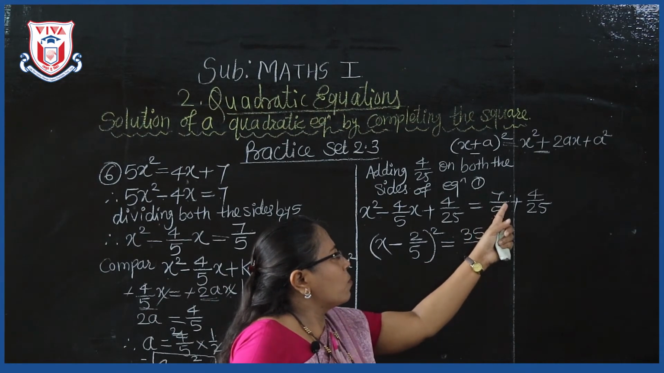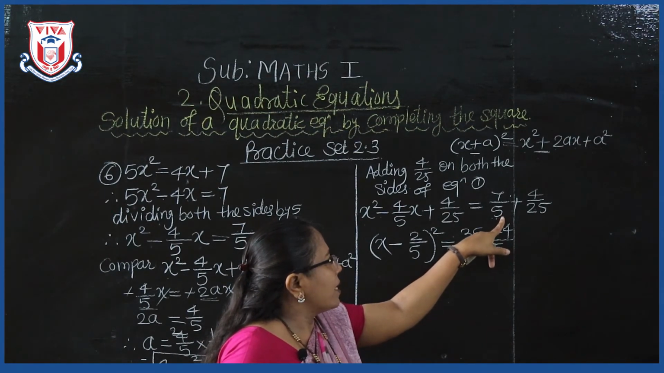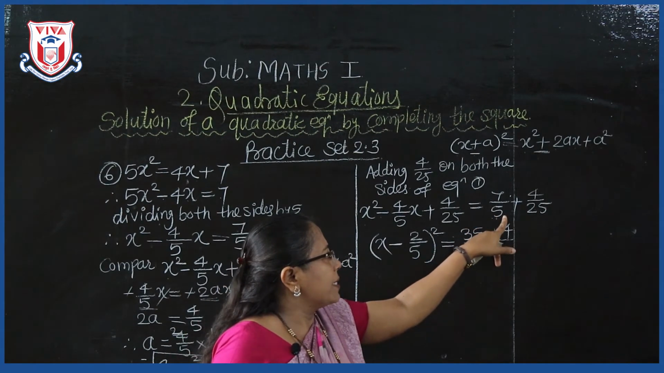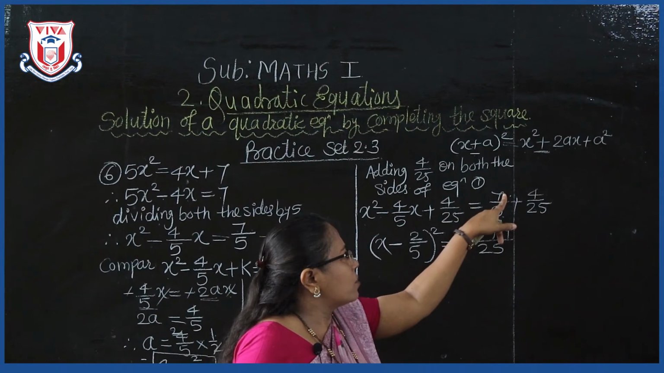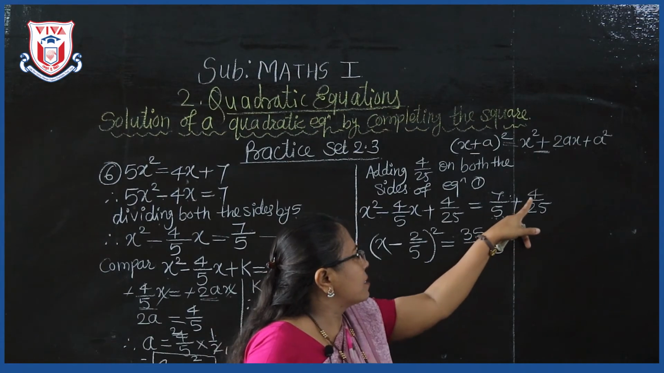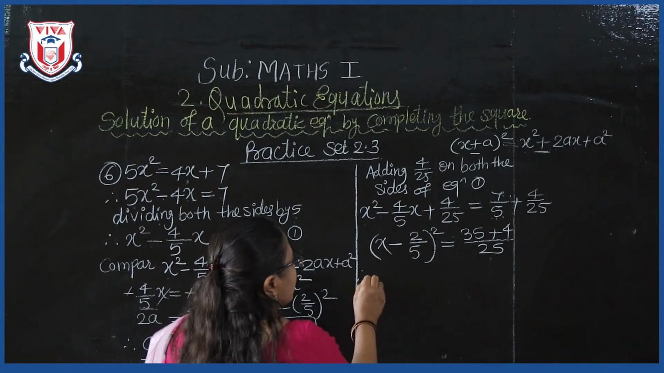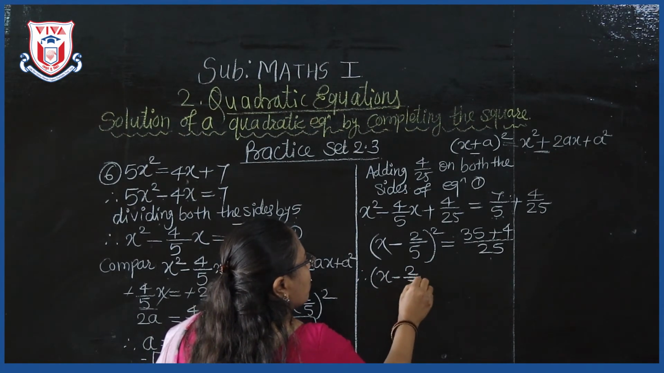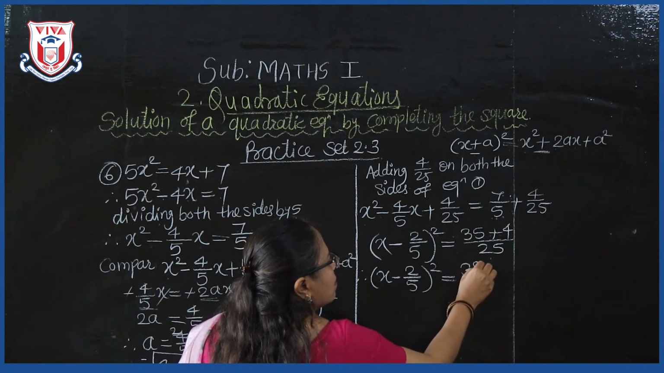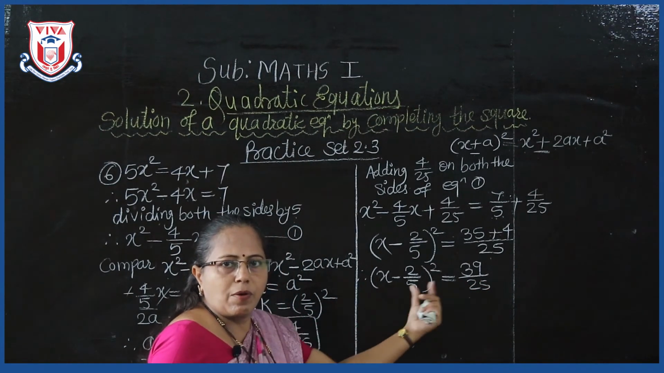Equal to, now to add this, we require equal denominators. So here the denominator is 5. So to make it 25, we have to multiply by 5. 5 5s are 25. So the numerator also we have to multiply by 5. 7 5s are 35. Plus 4 upon 25. Okay. Therefore, x minus 2 upon 5 bracket square equal to 35 plus 4, 39 upon 25. Now we will take out the square root from both the sides.